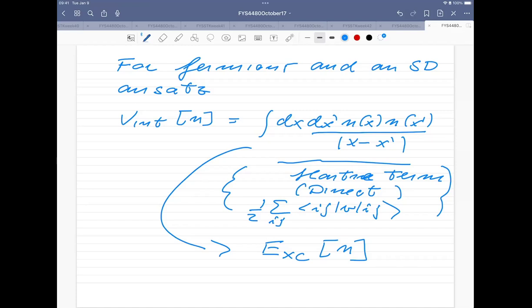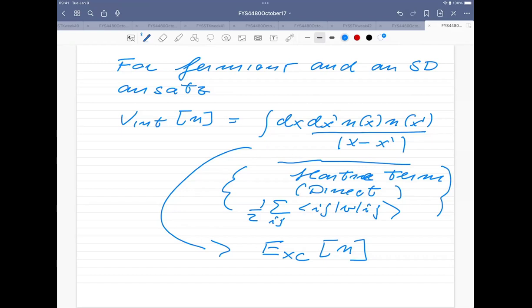Now, the simplest possible approximation you can make is then simply to replace this exchange term with what you had from the electron gas. And that's the local density approximation. So you could say, in a nutshell, all of density functional theory deals with finding the best possible approximation to the exchange correlations.